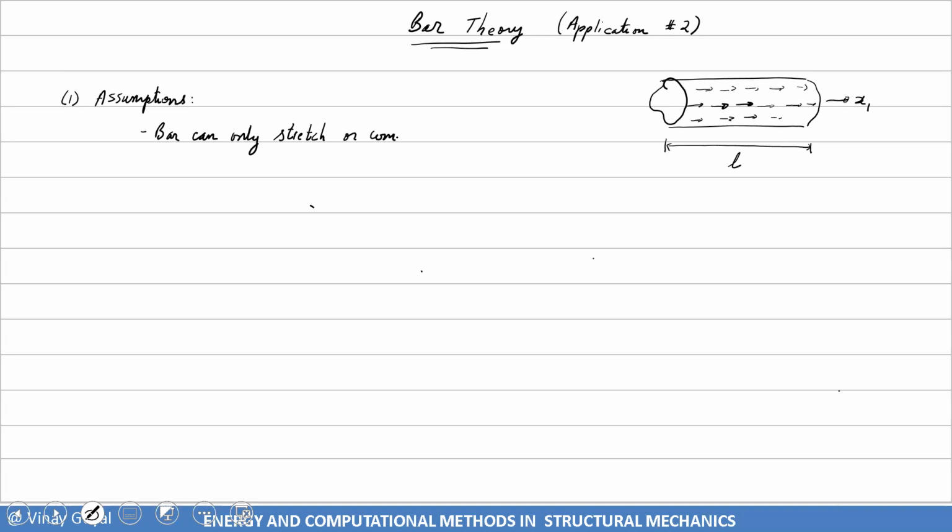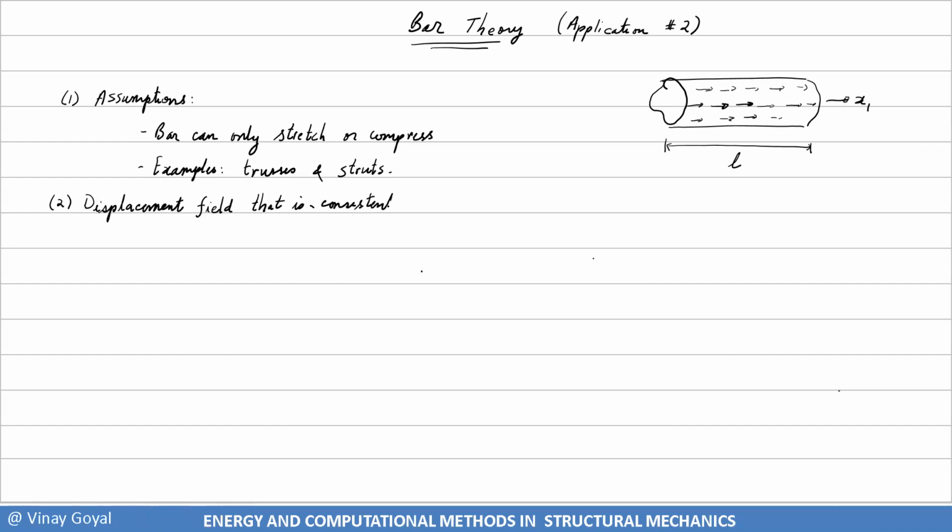or compress. That's it. It cannot do anything else. So that's used in trusses. Examples are trusses and struts. Step number two is to come up with displacement field assumptions that are consistent with these assumptions.